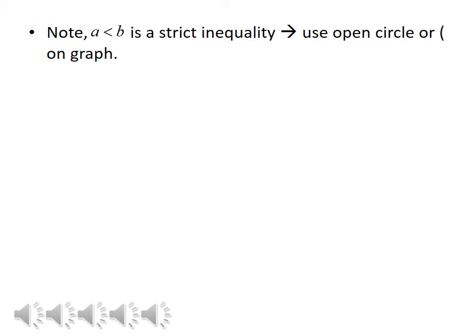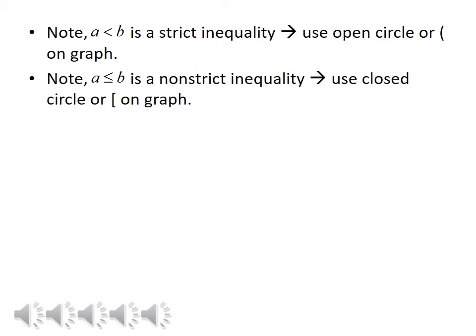So, using these concepts of the left being smaller numbers and the right being larger numbers, we can actually graph inequalities. Note that if you see that A is less than B, that's a strict inequality, and so when we graph it, we need to use an open circle or a parenthesis on the graph. And if we have A is less than or equal to B, that's called a non-strict inequality, so we'll use a closed circle or a square bracket on the graph to indicate that the points are included in the inequality.